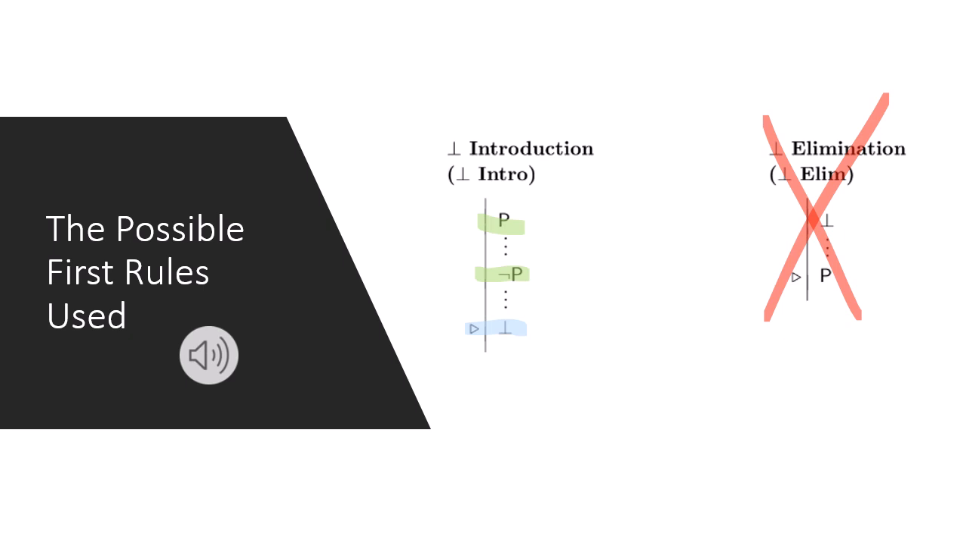Now, it's important to point out that essentially any time that we derive a contradiction in our proof using contradiction introduction, the set of temporary assumptions in force at that particular line are inconsistent with one another. In other words, they can't all be true at the same time.